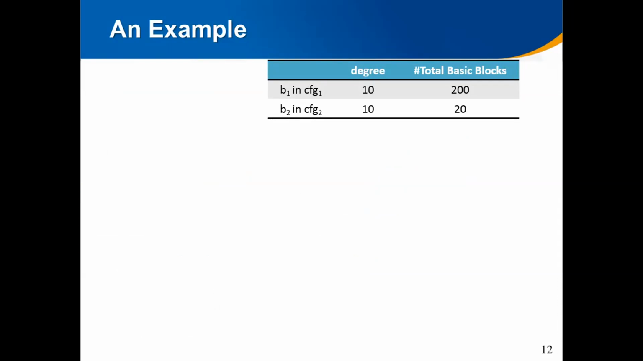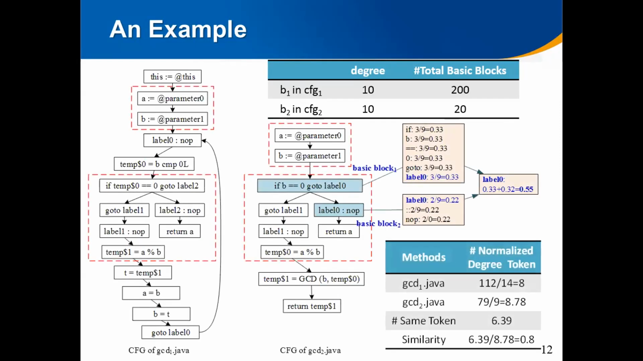It is obvious that the weights of B1 and B2 are different, because B1 in CFG1 is associated with 5% of the other basic blocks, while B2 in CFG2 is associated with 50% of other basic blocks. Therefore, we compute another weight of tokens by normalizing the sum of degree. In this case, the overlap similarity will be computed as 80%.